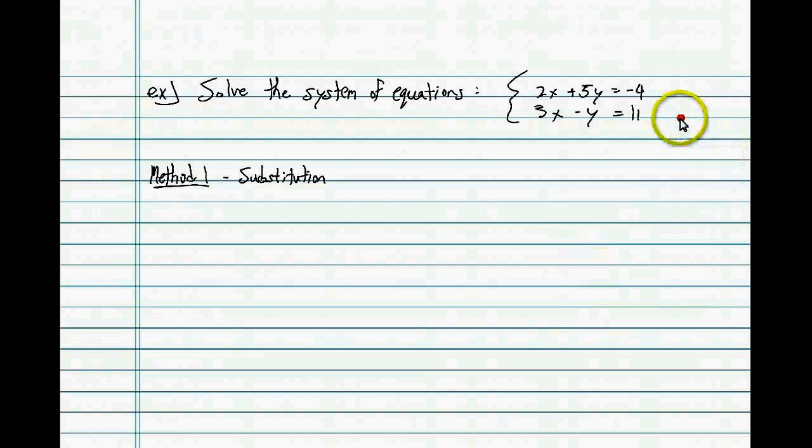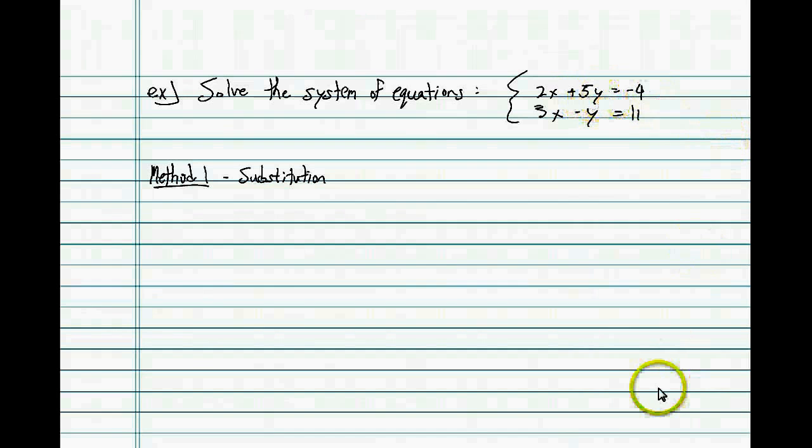Now, looking at this system here, it's clear that, look at the second equation. It's fairly simple to solve that equation for y. If you think about solving for x in this second equation, you have to divide by 3, or in this first equation, you have to divide by 2 or 5 if you want to solve for y. So that's the approach that we'll take.